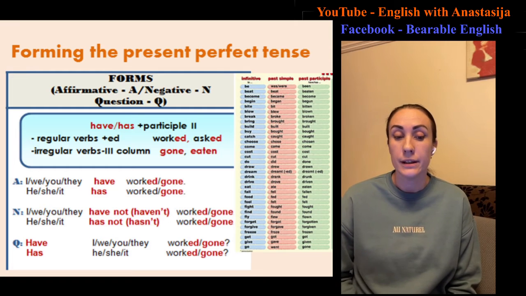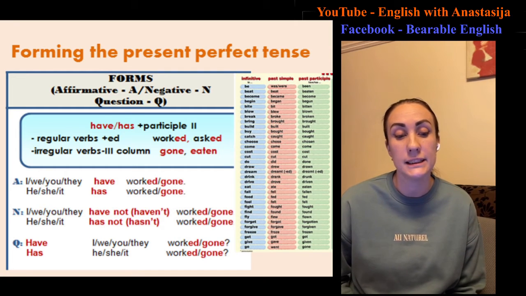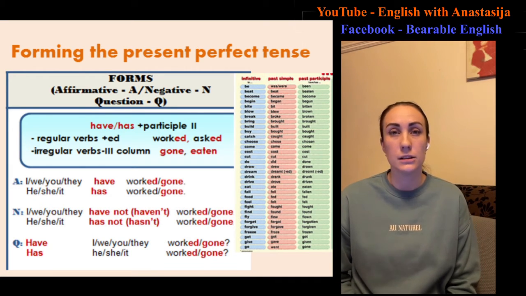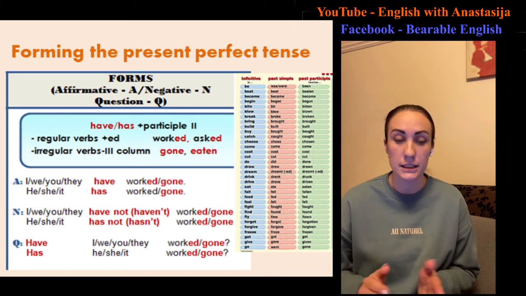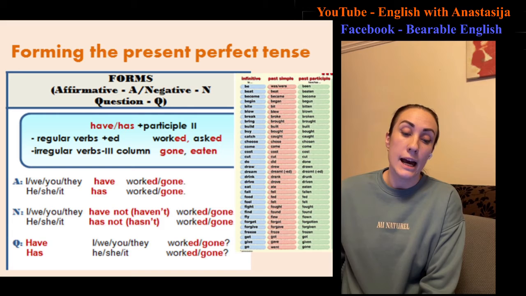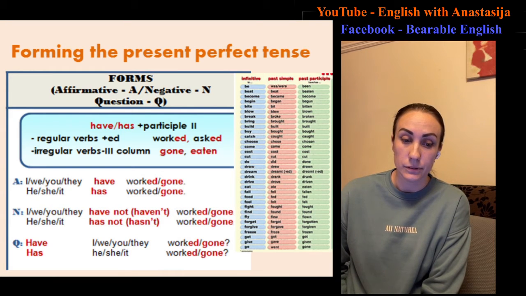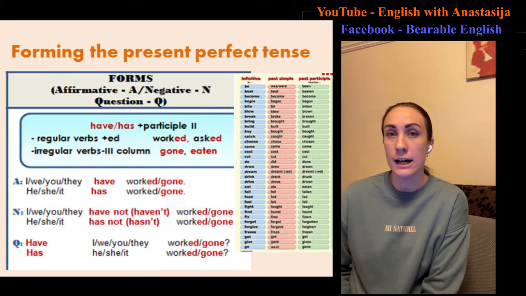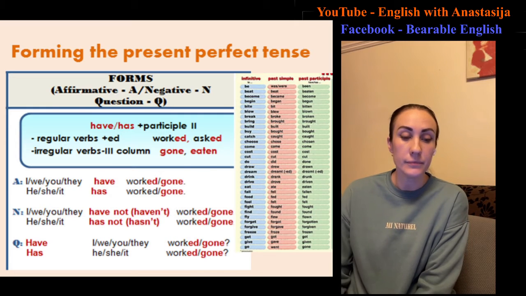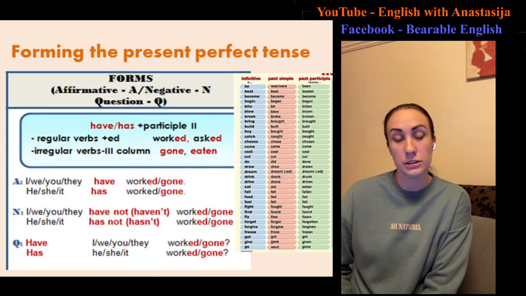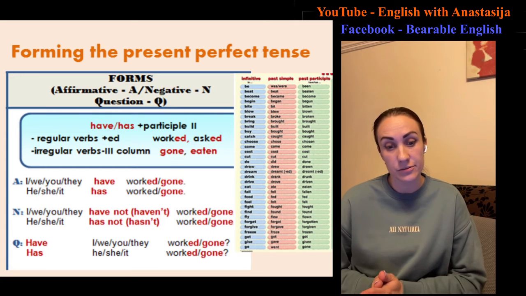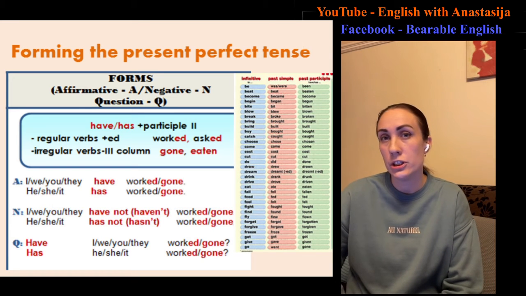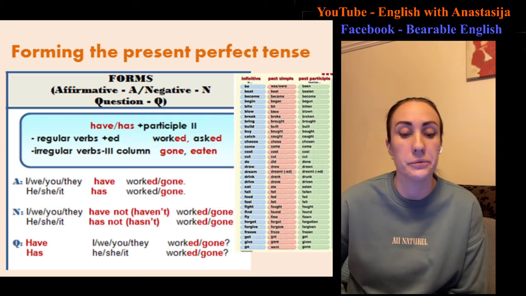Okay, negative. To form a negative statement, we would say I, we, you, they, plus have, plus the particle not, and we would contract it to haven't, and plus our past participle. Okay, I haven't worked in engineering. I have worked in teaching. He, she, or it has not, which would be contracted to hasn't. He, she, or it hasn't worked in teaching. She has worked in engineering, for example.